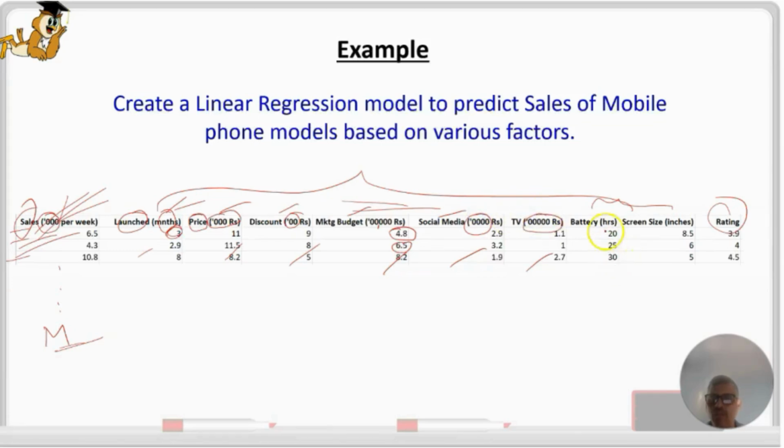Now, for example, for battery hours, this does not fit into what I said. These values look distinctly different. And maybe instead of hours, I could have measured battery life in units of 3 hours each. So in that case, each of these would get divided by 3. That would be the sensible thing to do over here. Right? Screen size in inches, that's another independent variable I have considered. Rating typically goes from 1 to 5 and so on and so forth.